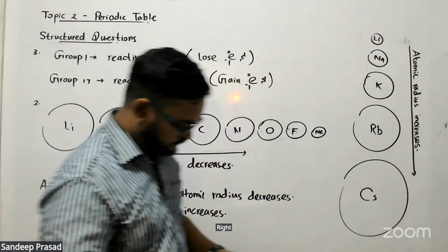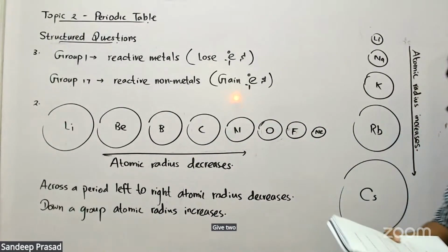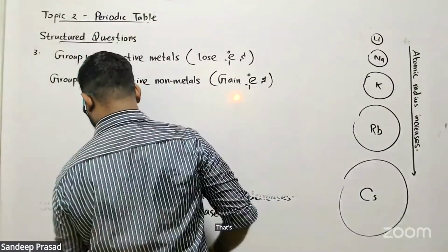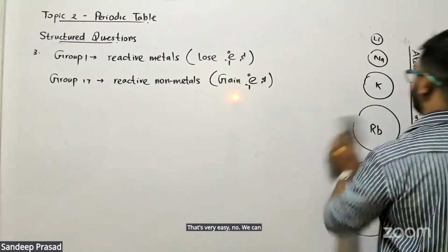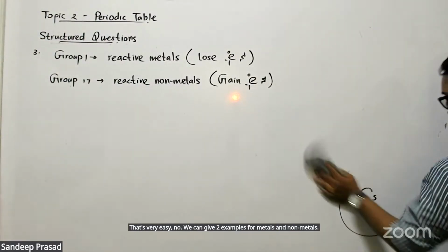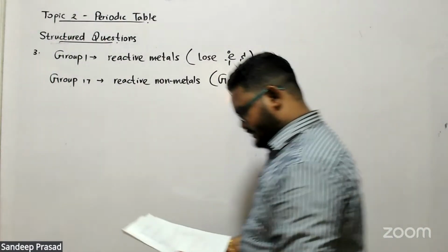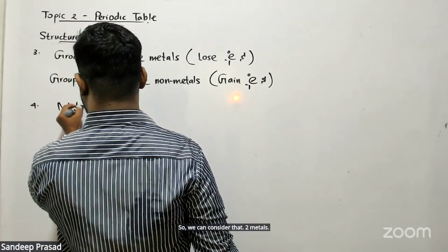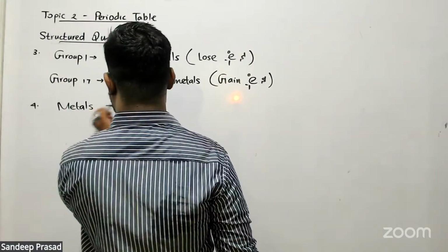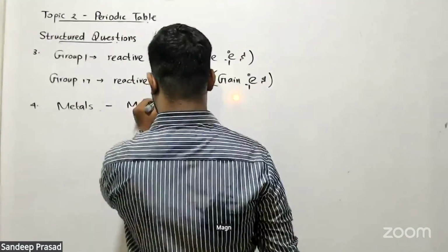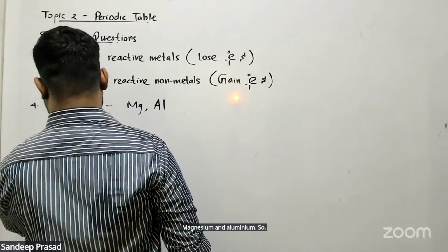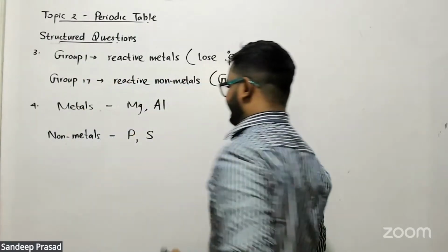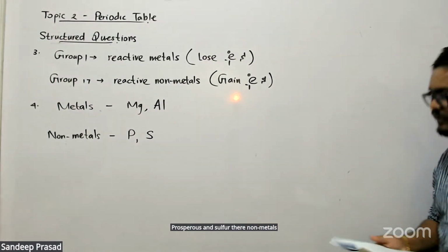Right. Now let's move to question number 4. Give 2 examples each for metals and nonmetals. That's very easy, no? We can consider two metals: magnesium and aluminium. So what are the nonmetals? Phosphorus and sulfur, they are nonmetals. Okay. Question number 5.